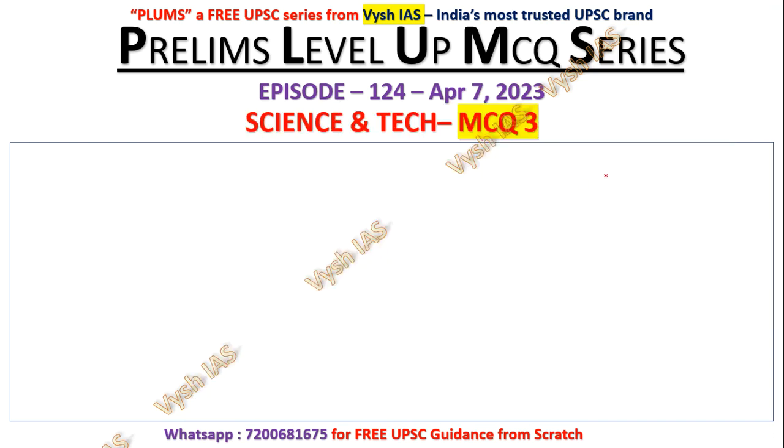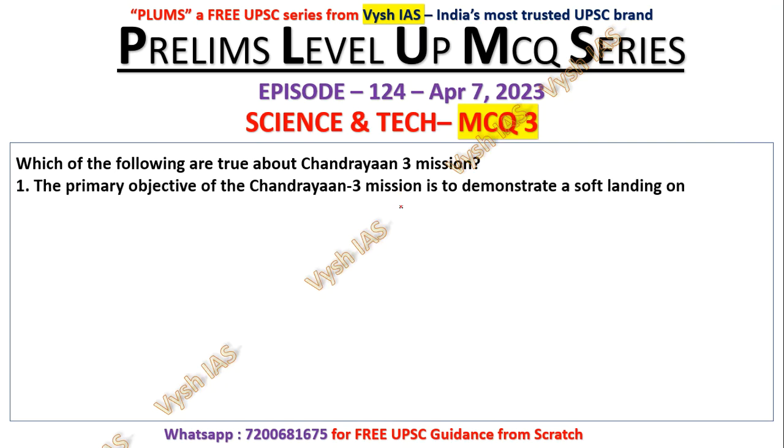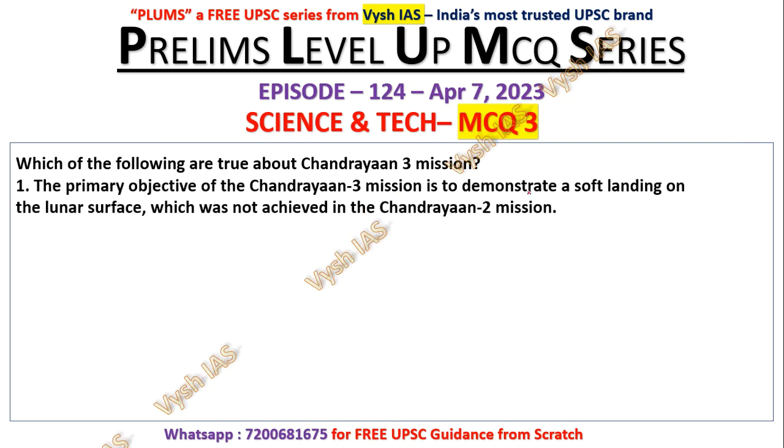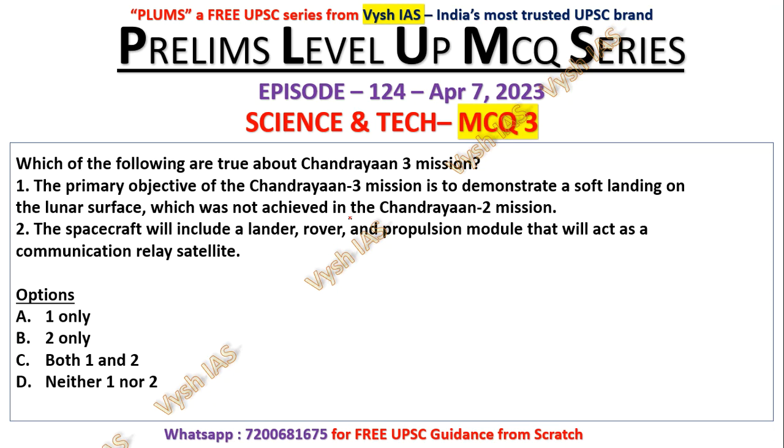Now, question number 3. Which of the following are true about the Chandrayaan 3 mission? First, the primary objective of the Chandrayaan 3 mission is to demonstrate a soft landing on the lunar surface, which was not achieved in the Chandrayaan 2 mission. Second, the spacecraft will include a lander, a rover, and a propulsion module that will act as a communication relay satellite. Options: 1 only, 2 only, both 1 and 2, neither 1 nor 2.